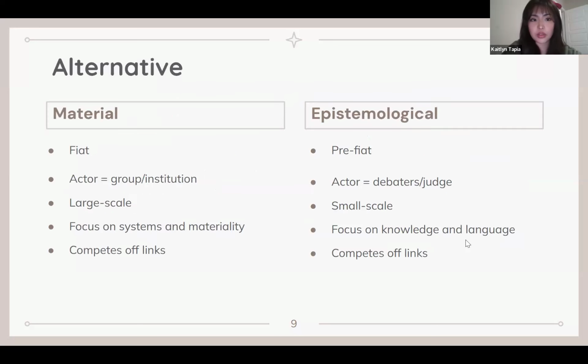Okay, Grady, do you want to cover the alternatives? You can do alts. Okay, cool.